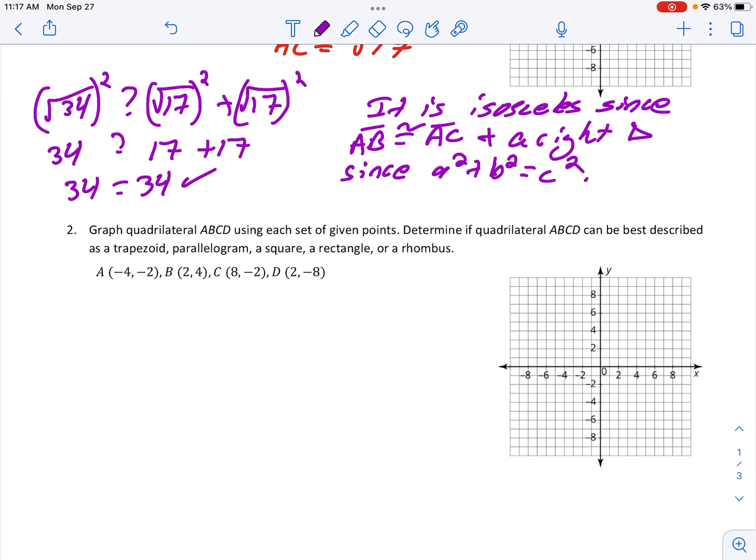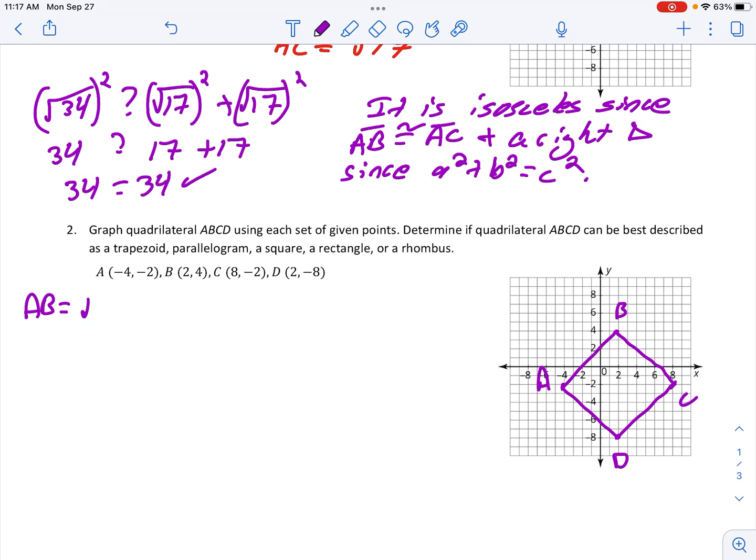Okay, number 2, graph them out: (-4, -2), (2, 4), (8, -2), and (2, -8). Okay. Good old distance formula. I'm going to take side AB and start it off with the distance formula.